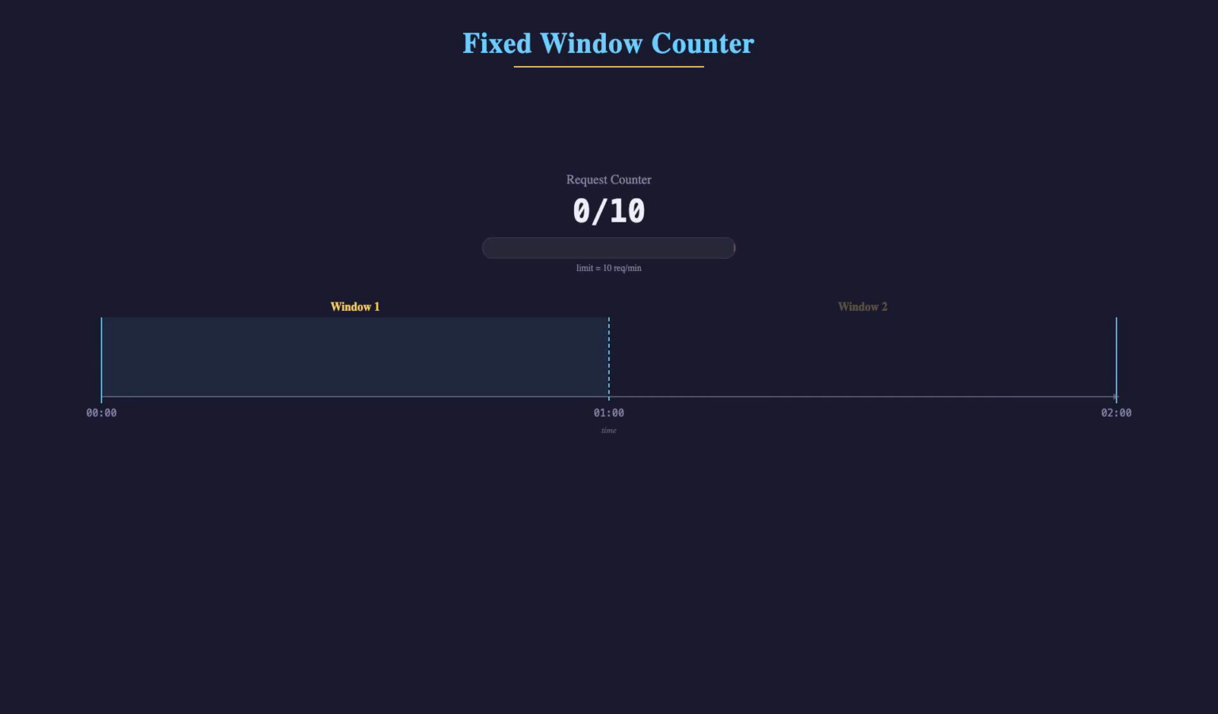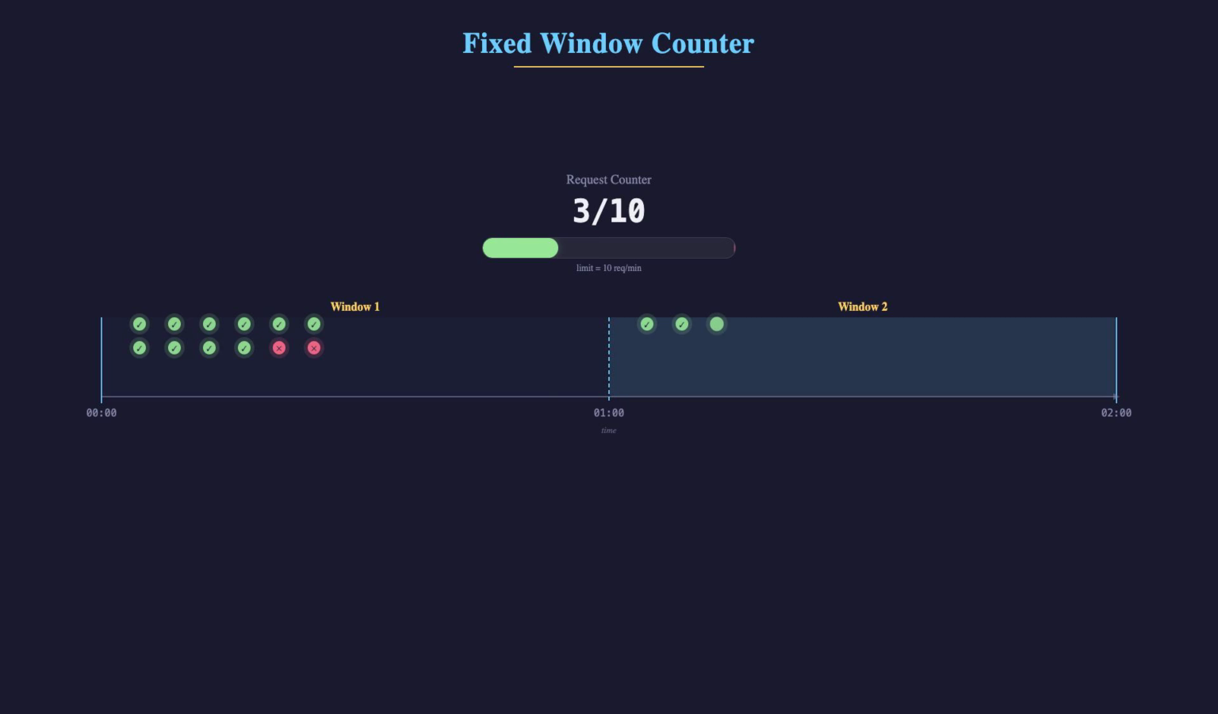Let's start with the simplest rate limiting algorithm, the fixed window counter. Here's the idea. You divide time into fixed windows, say 1 minute each. For each window, you keep a counter. Every time a request comes in, you increment the counter. If the counter is below the limit, say 10 requests per minute, the request is allowed through. If the counter has already hit 10, the request is rejected. When the window expires, the counter resets to 0 and a fresh window begins.